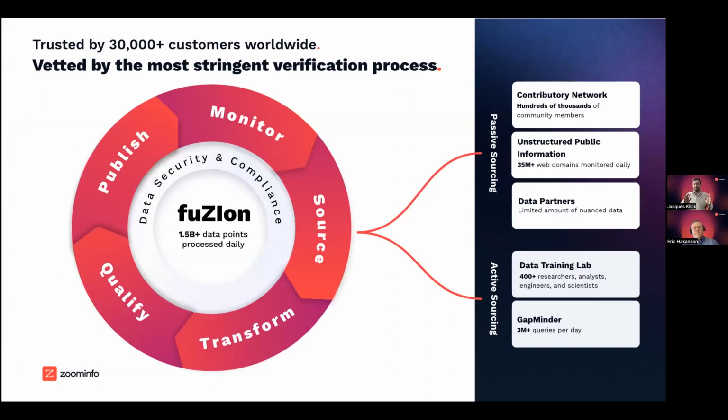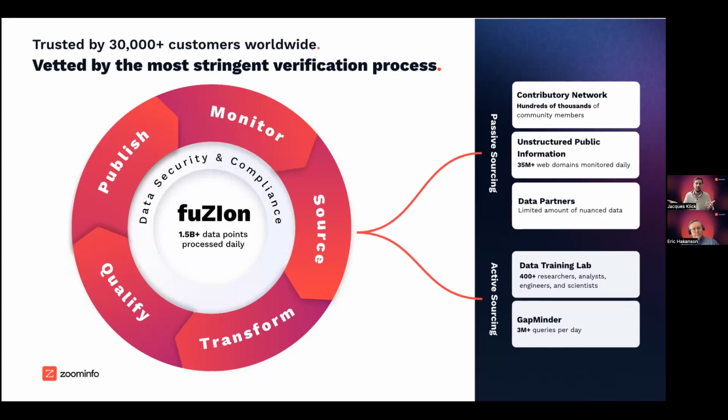Now, let's focus in on our global data and how we acquire it. And this is the reason that our data is more robust and rich than any other vendor out there. It really starts with a 5-step data collection and processing system that we call Fusion. So Fusion is our data engine, and it transforms raw insights into that actionable data that we talked about before.